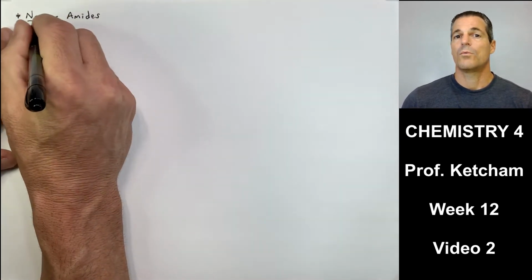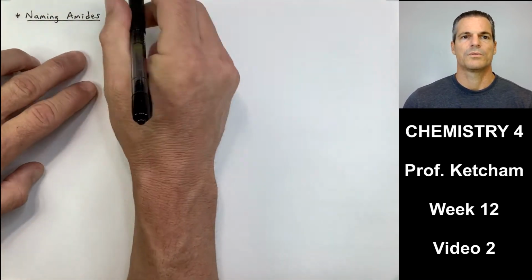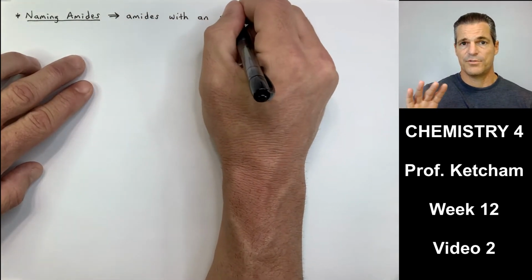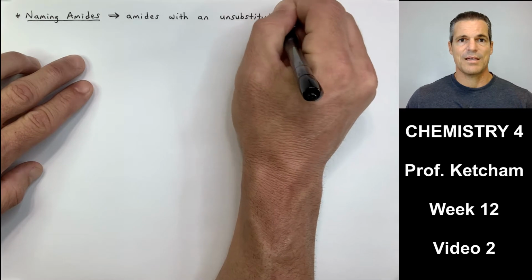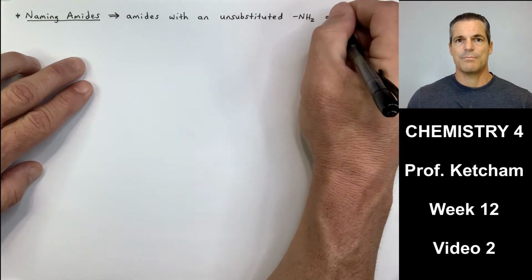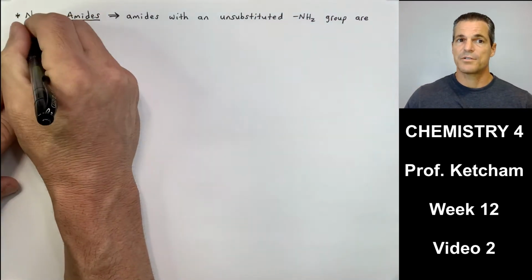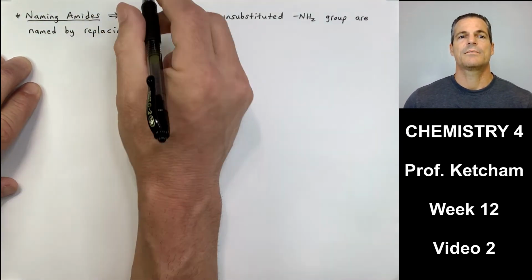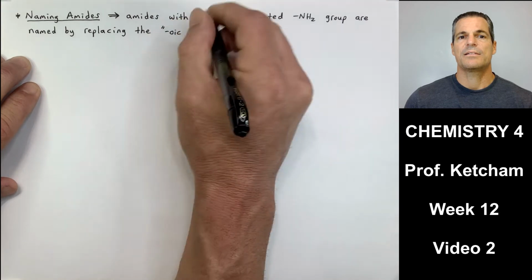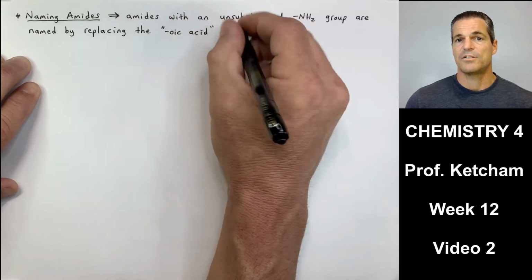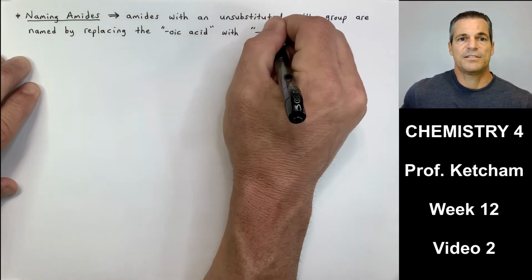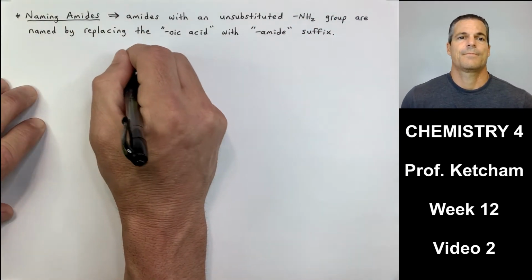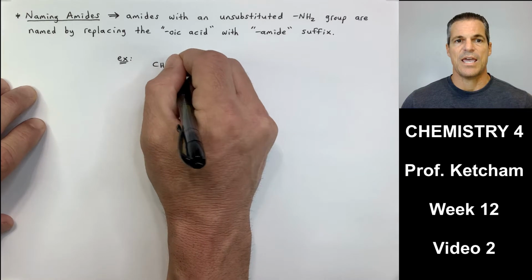Okay, so we'll break that down now with some actual rules, and then we'll practice them again. You'll be happy to know that video number 2, there's no reactions. This is all naming amides, naming amines, and also drawing structures of amides and drawing structures of amines. So for naming amides, it says here, amides with an unsubstituted NH2 group are named by replacing the oic acid with amide suffix. We did that on the very first example, A, on the last page.